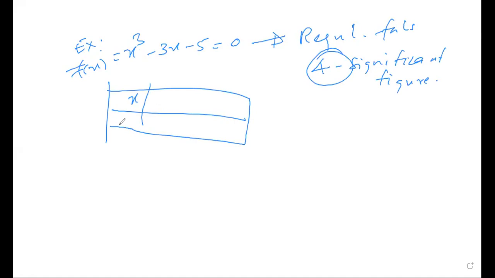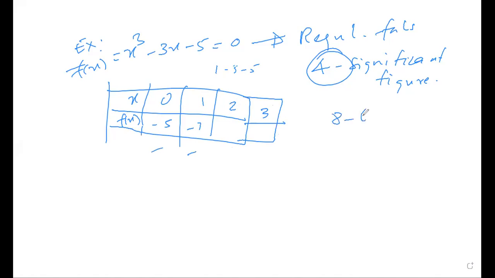Okay, x and then f(x). So better we choose some consecutive numbers. If it is 0, what is the answer? 0, 0, minus 5, no? Okay. If it is 1, 1 minus 3 minus 5, so minus 7. If I'm doing wrong, please tell me. Let's say 2, it will be 8 minus 6 minus 5, which is equal to minus 3, no? So these are both negative, so it is not possible.